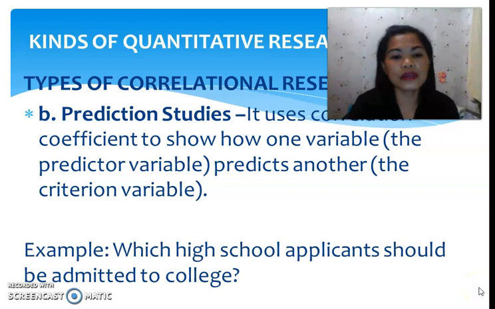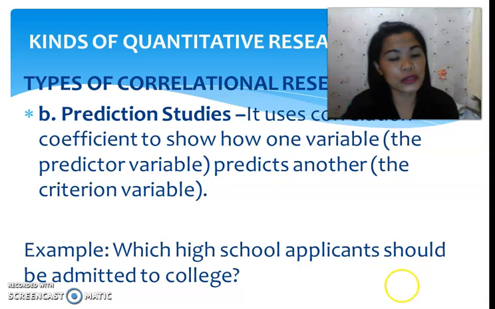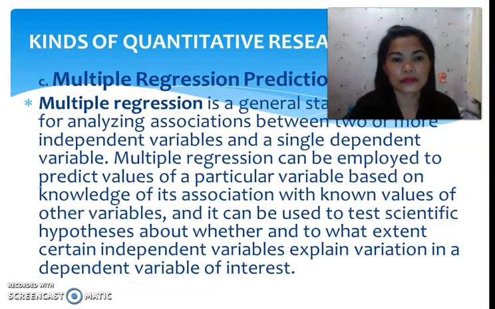So example here, which high school applicants should be admitted to college. Alright, so when you say prediction, that means it's going to predict, for example, in this question, who's going to be admitted based on the predicting variables.